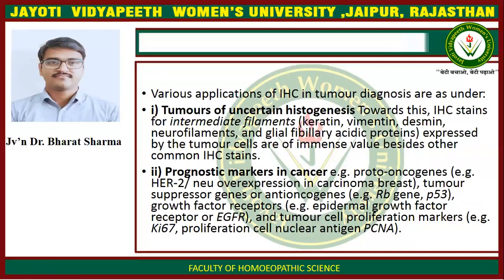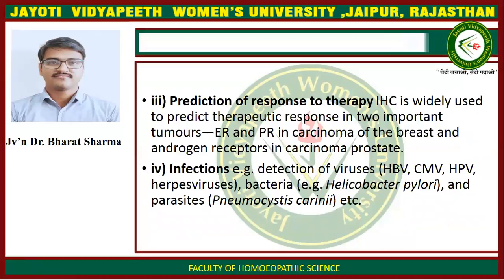Prognostic markers in cancer: proto-oncogenes, tumor suppressor genes or anti-oncogenes, that is RB gene and p53 gene, growth factor receptors, and tumor cell proliferation markers. Prediction of response to therapy. IHC is widely used to predict therapeutic response in two important factors, ER and PR, in carcinoma of the breast, and androgen receptors in carcinoma of the prostate. Infections. Examples are detection of viruses HBV, CMV, HPV, herpes virus, bacteria Helicobacter, and parasite Pneumocystis carinii.